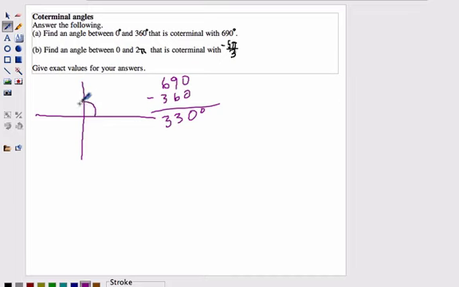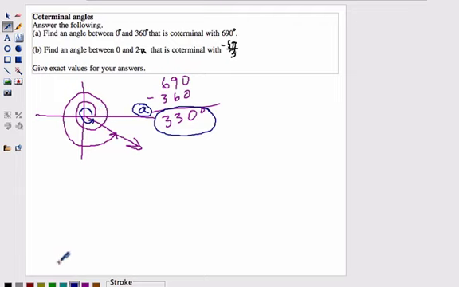So basically I'm rotating all the way around and then to 330 degrees from there, and it ends there. So this is a 690 degree angle. But if I just look from here directly to that terminal side, that is 330 degrees. So this is the answer for part A.